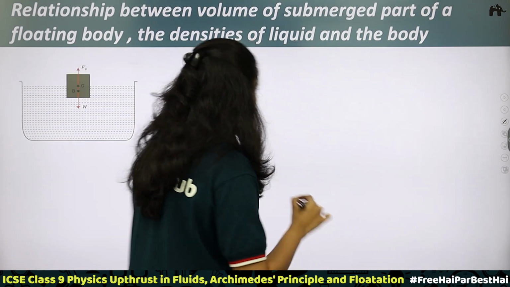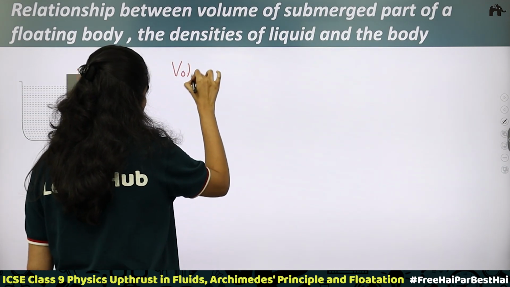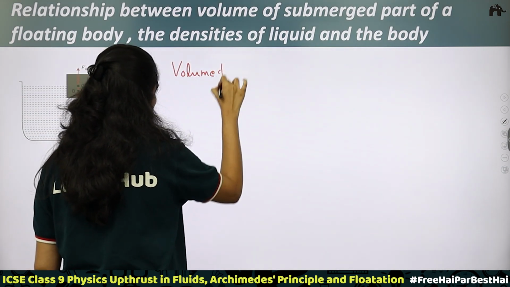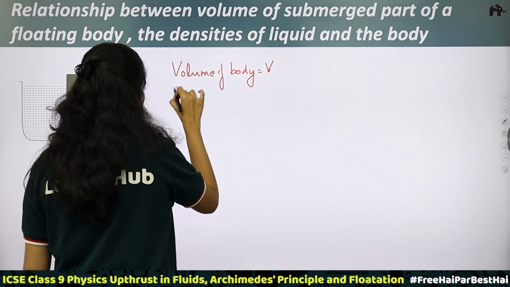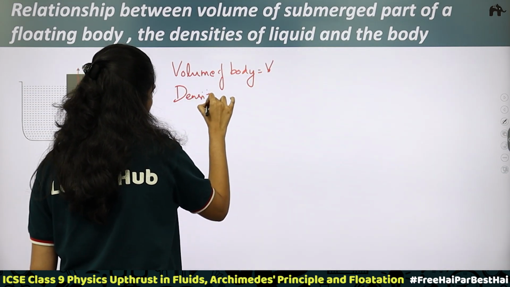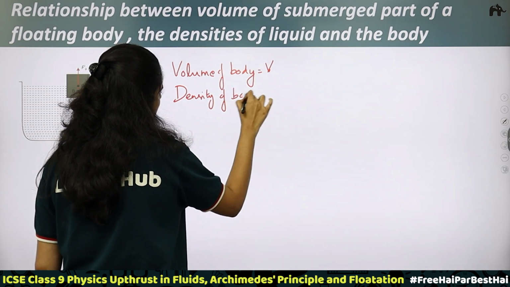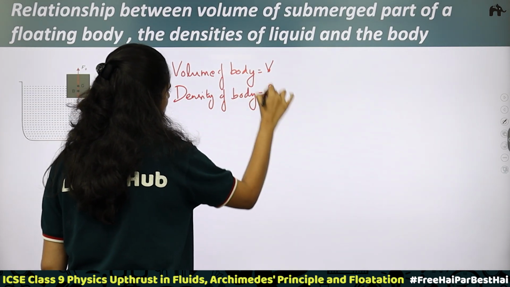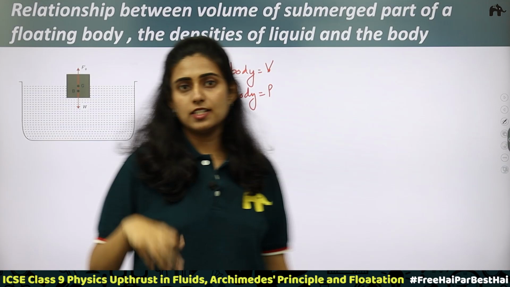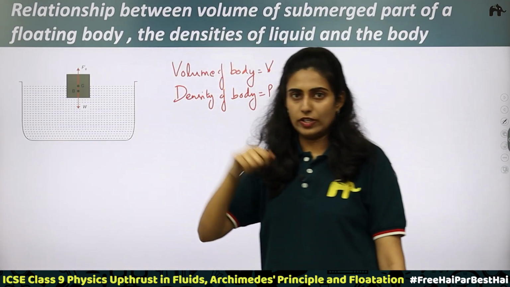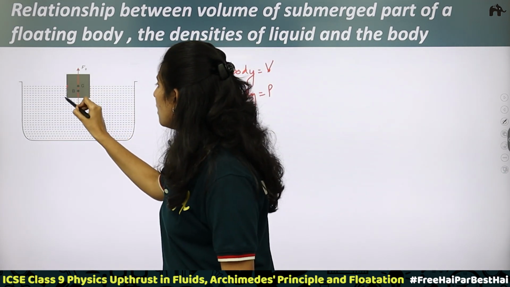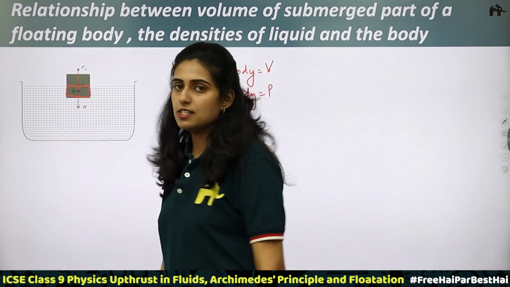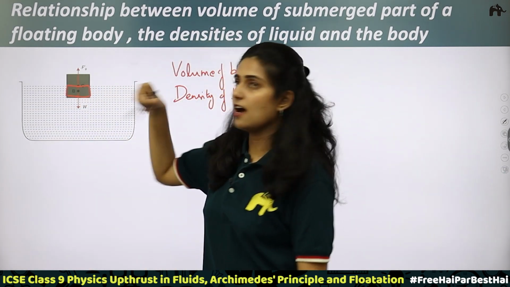So here let us take the volume of the body as V. Volume of body is equal to V. Density of body is equal to rho. Now it is kept in a liquid. So when it is kept inside a liquid, what happens? It is partially immersed in the liquid and a portion of it is outside the liquid.